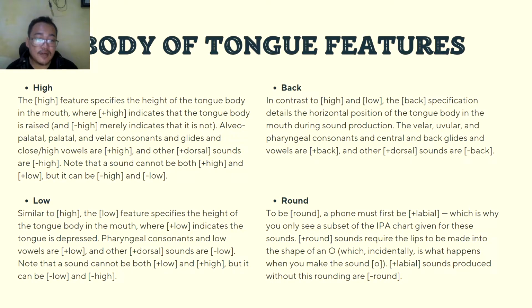To be round, a phoneme must first be plus labial, which is why you only see a subset of the chart given for this sound. The plus round sounds require the lips to be made into the shape of an O, which incidentally is what happens when you make the sound O. Plus labial sounds produced without this rounding are minus round.